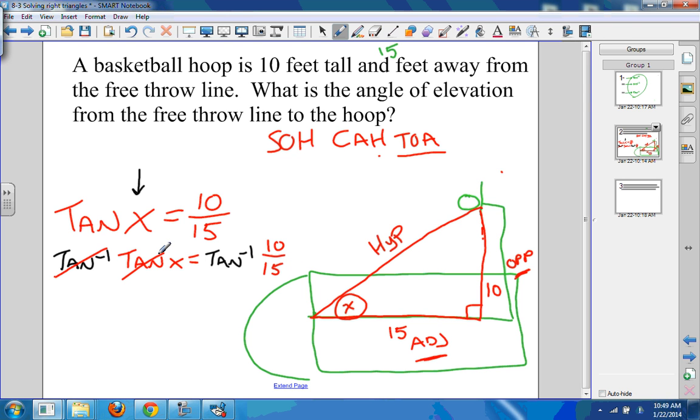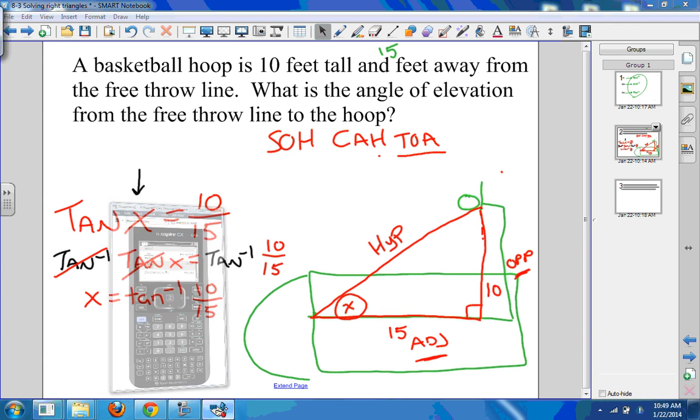Tangent and arctangent cancel out. They're opposites, as we looked at earlier. So on the left side, we have x is equal to the arctangent of 10 over 15. To find the arctangent of 10 over 15, we're going to use our calculators just the way we would find the tangent of 10 over 15.